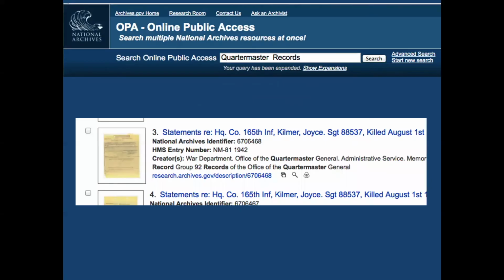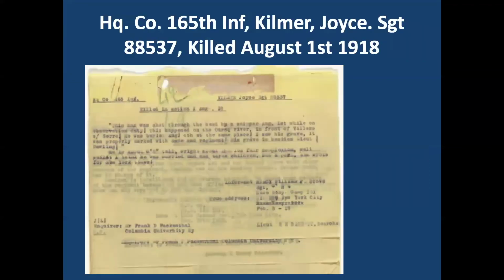So there's a couple of these online. This is the burial case file of Joyce Kilmer. If you don't know who Joyce Kilmer is, try Googling. He's worth knowing. And he was killed in Europe. He was in Headquarters Company, 165th Infantry. And so this is pieces from his burial case file. And these, Joyce Kilmer specifically, are found online in the online public access section of the National Archives. Here's another piece of that. So he was killed the 1st of August, 1918.